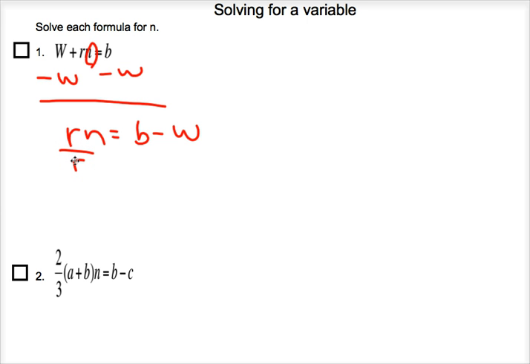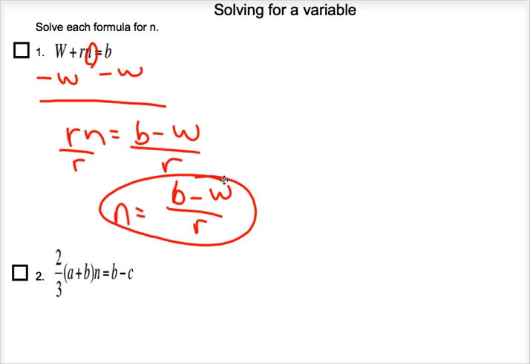Now, a couple things you can do over here. One, you can just divide the whole thing by r, or you can divide them each individually by r, up to you. Probably the cleanest answer you can leave would be n equals b minus w over r. You've now isolated the n.